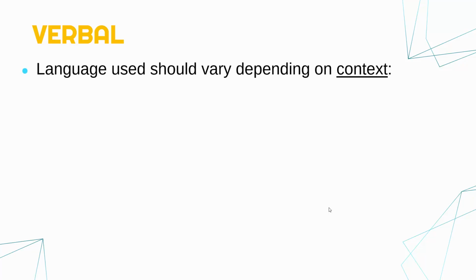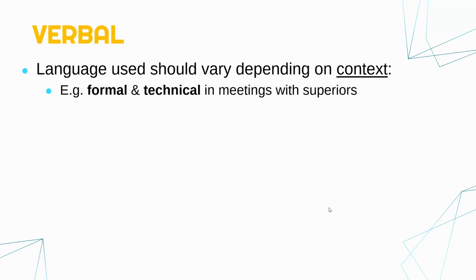So starting with verbal communication. Now, maybe stating the obvious a little bit, but your language, what you are saying, should vary depending on the context, right? All of us interact differently depending on where we are, who we are with, and even how we're feeling on that day. So we can look at two categories of language: formal language and technical language. So formal language, you're being very precise with your English. Your English is what we call standard. You're not really using very much slang. You are sticking to purely professional topics.